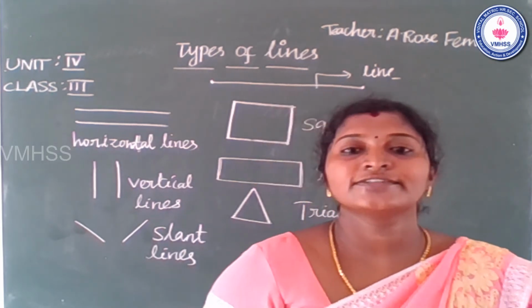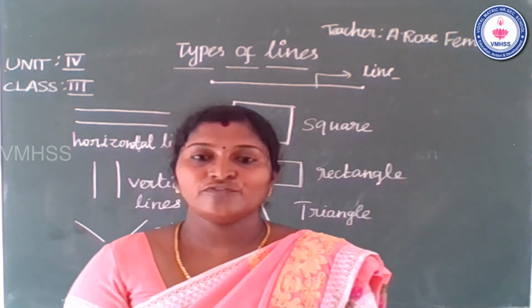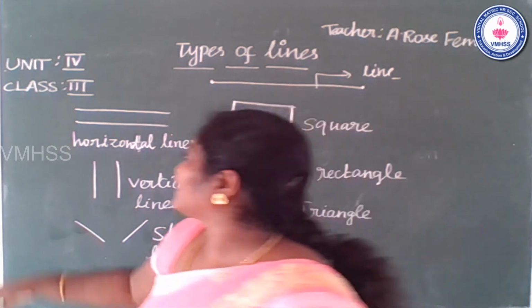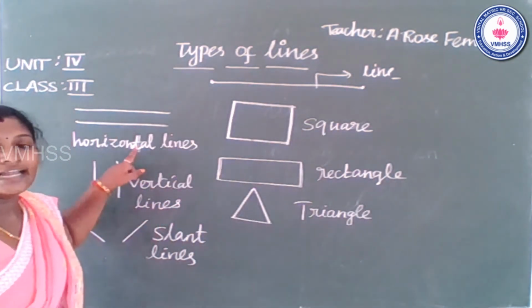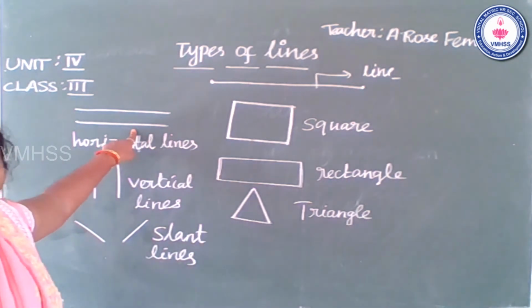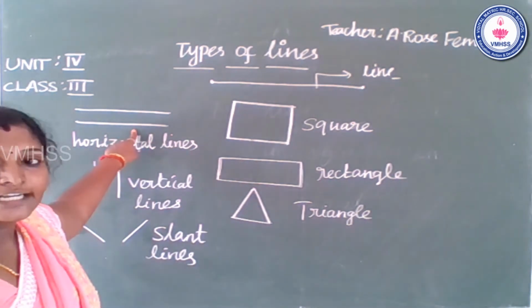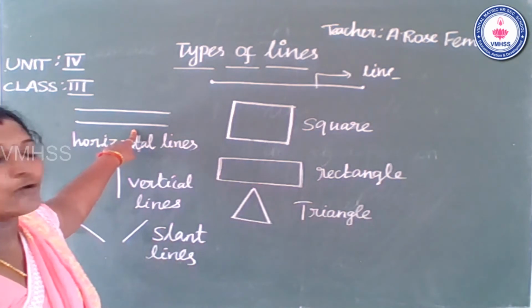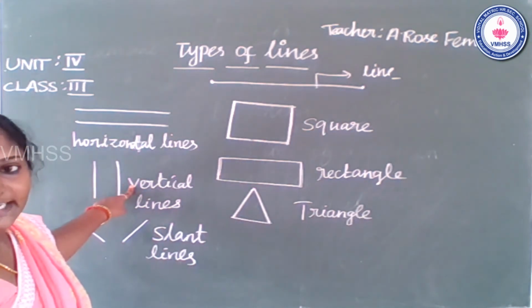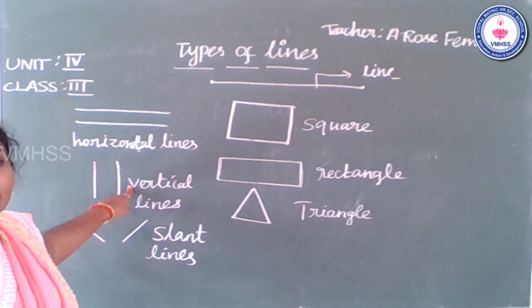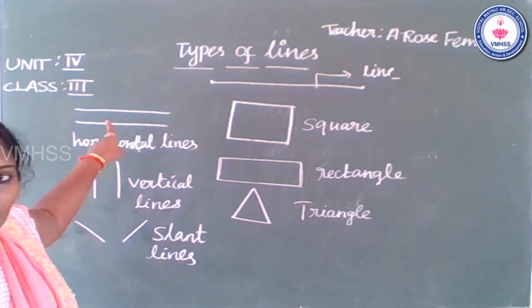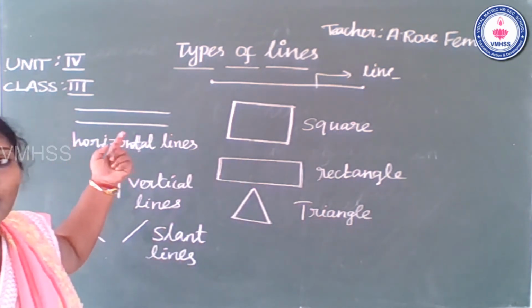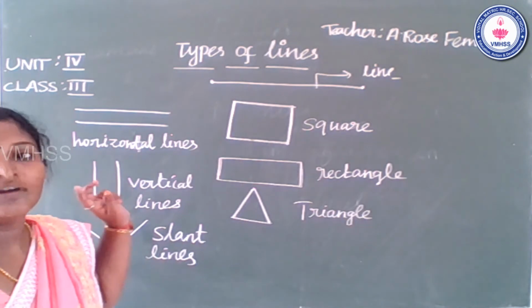Once again, the types of lines. Horizontal lines are straight and perpendicular to vertical lines. Second, vertical lines are straight up and down and perpendicular to horizontal lines.